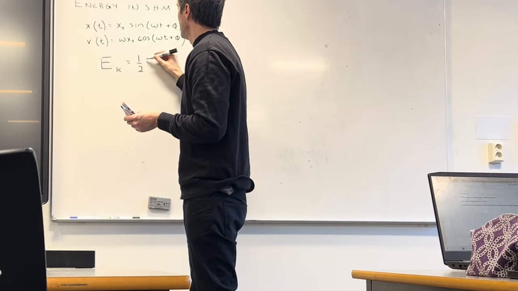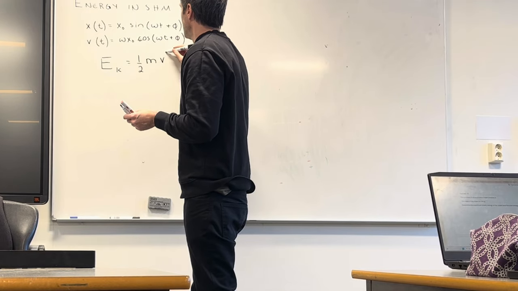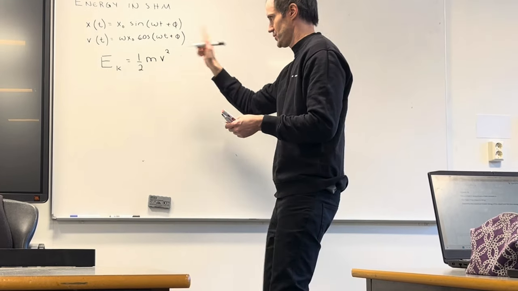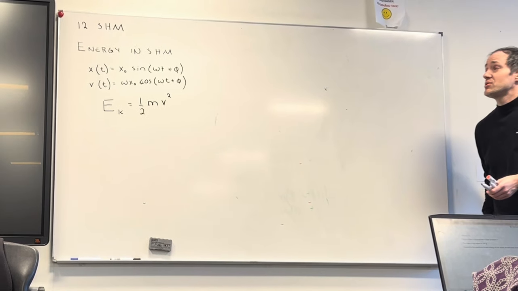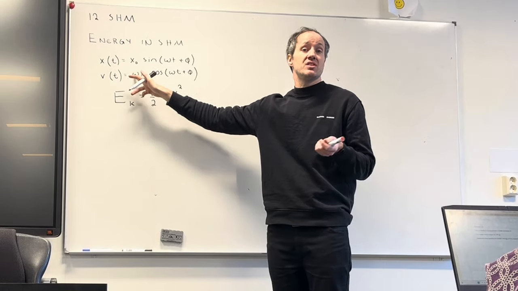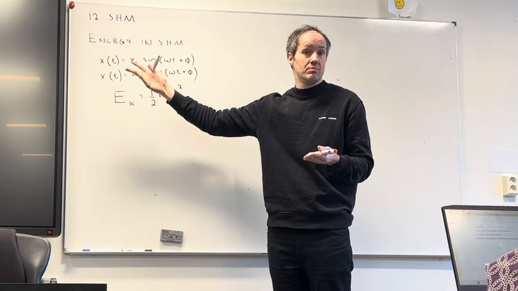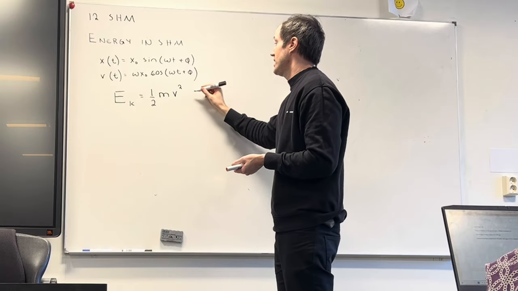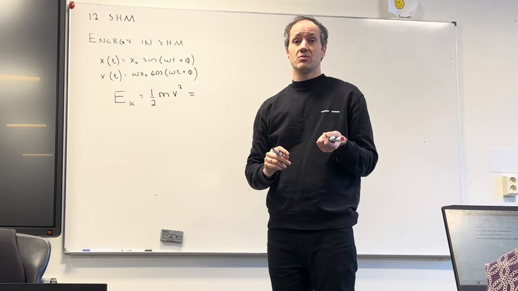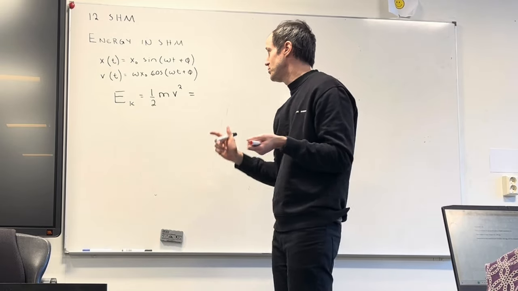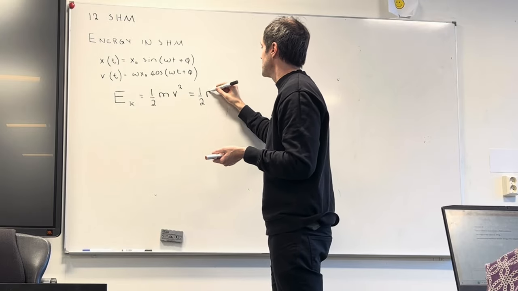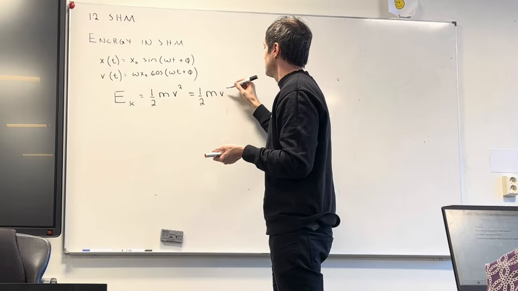It's 1/2 times mass times the velocity squared. Good. Yeah, squared. And we have a function describing the velocity at any given point. So finding a formula for the kinetic energy in simple harmonic motion doesn't really require that much. We just have to write 1/2 times mass times v squared.